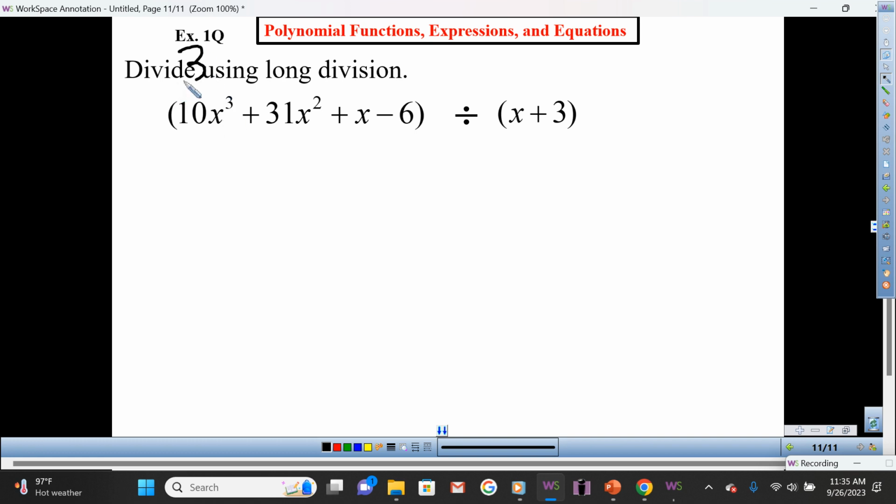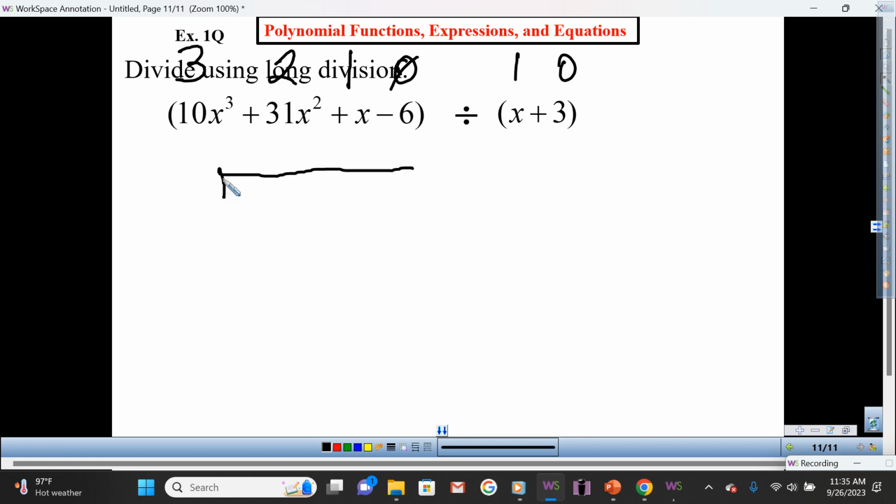What is the degree on this one? 3. Degree on this one? 2. Degree on this one? 1. Degree on this one? 0. And ask a question. Is there anything missing in between? No, it's in order. How about this one? 1, 0. Standard form? Yes. Okay. Now we set up our long division. Write it out, and then check with your neighbor, see if they wrote it exactly like yours. Maybe not as pretty, but that's okay.